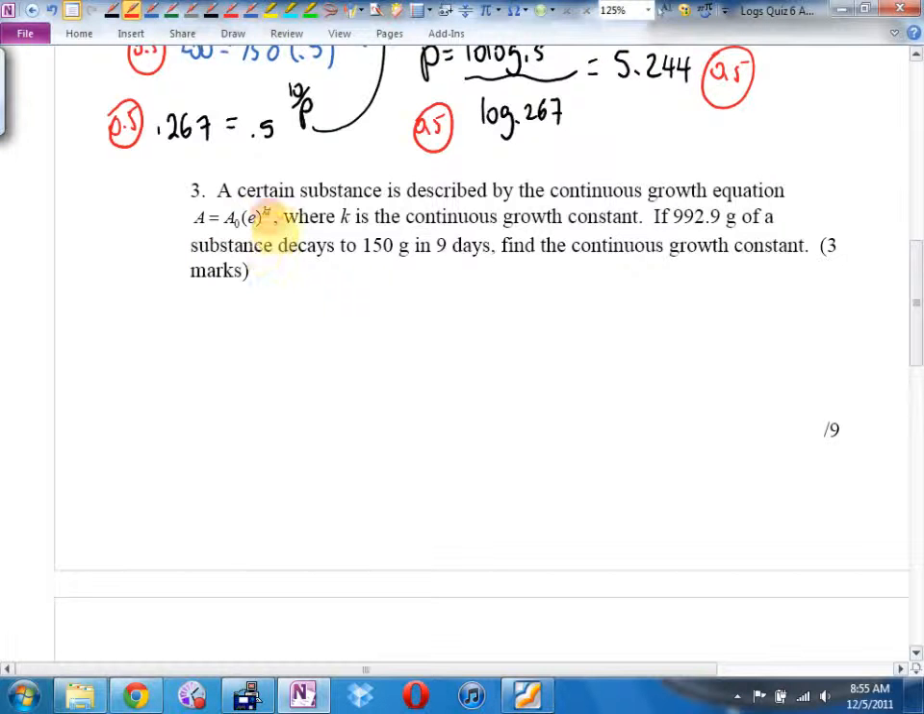We're going to get this. 150 is my final amount. 992.9 is my initial amount. e to the 9k. t is 9. I don't want to write k times 9. I'll write 9k because that's how we're used to seeing it. I'm going to divide both sides by 992.9.